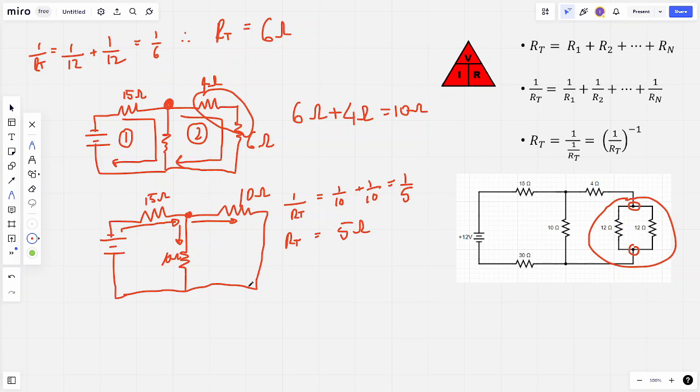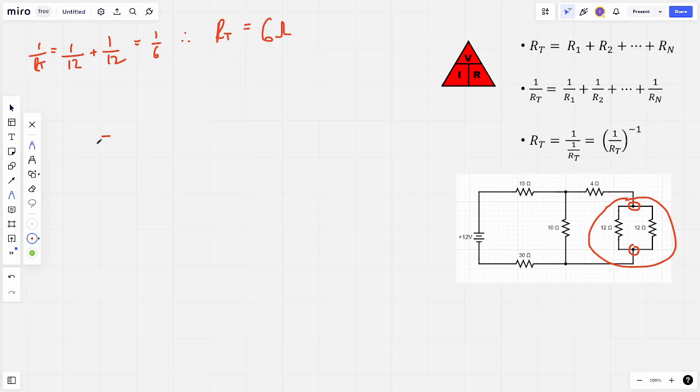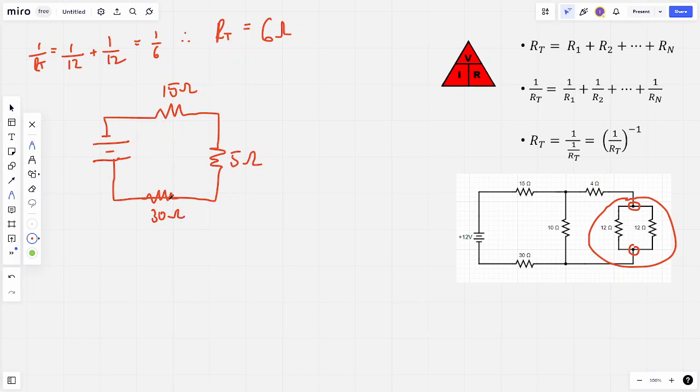So if we clean the circuit up, what I'm going to do is just clean the screen up for a second, and we can visualize what the circuit looks like. So we've got our 15 ohms, our newly formed 5 ohms. We've also got a 30 ohm resistor which I've been forgetting about, so let's just add that in. So let's just say that's 30 ohms there. Again, as I've left it out, it's not been a big issue because it's all in series.